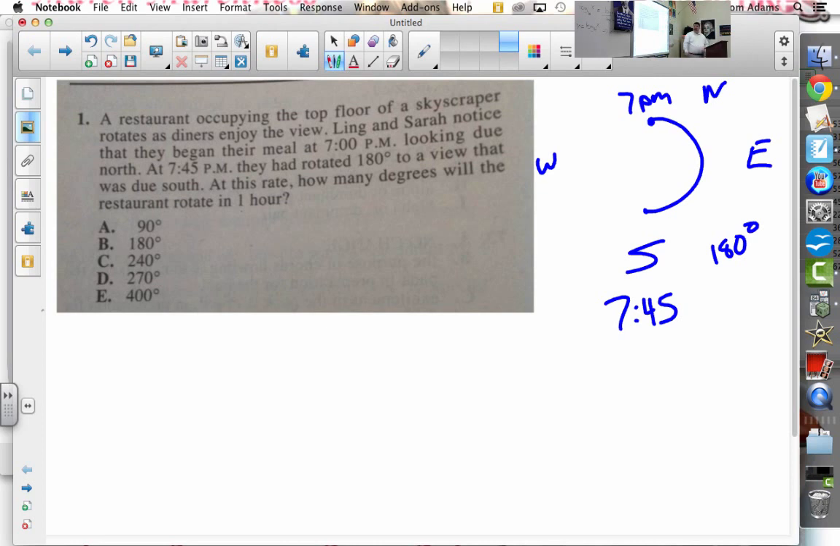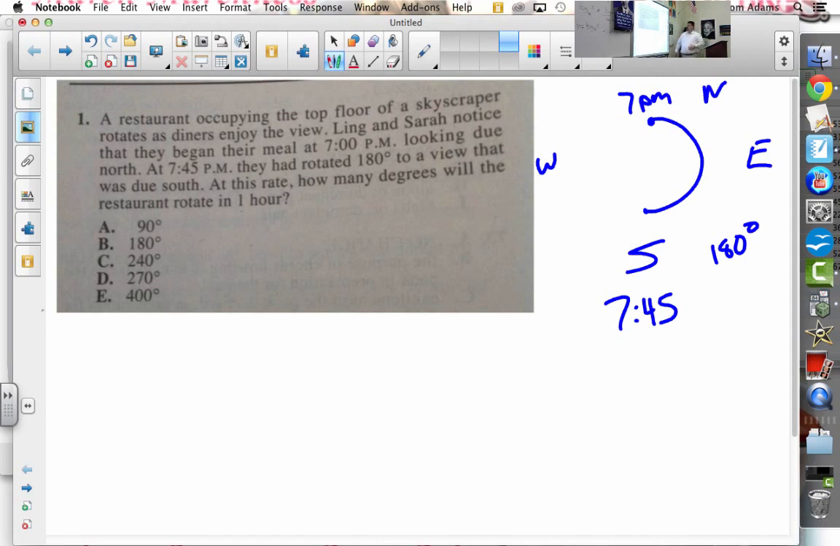How would you guys like to try it? What did some of you guys try to do? Yeah. I did the 15-minute one because in 45 minutes it went 180 degrees. So then 180 divided by 3 was 60.